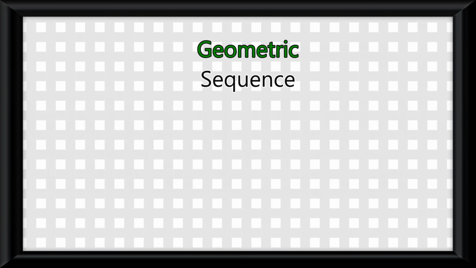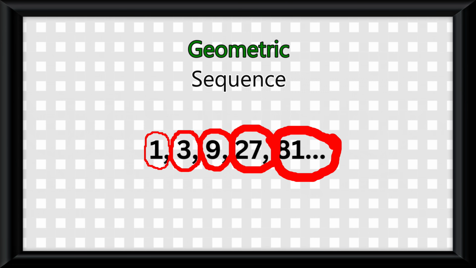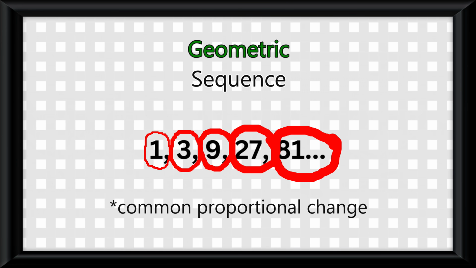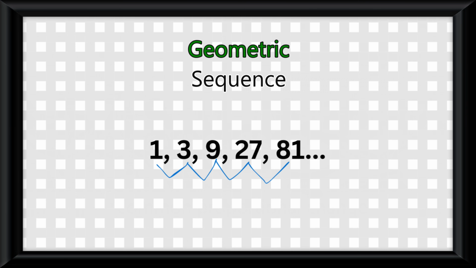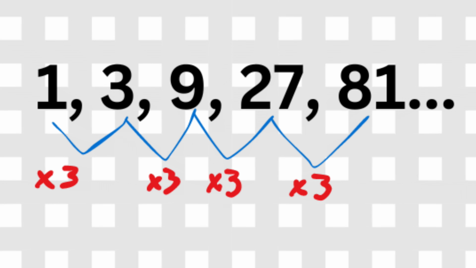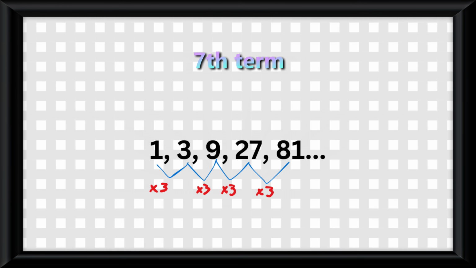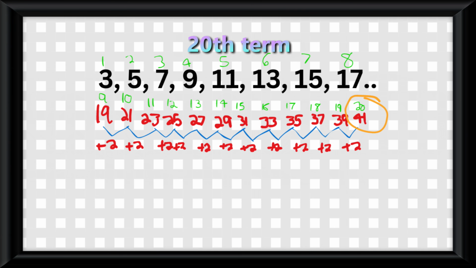A geometric sequence increases more and more as the sequence continues because of a common proportional change, and therefore there is one number multiplying by each number, which in this case is 3. So if you wanted to find the 7th number in the sequence, you can just multiply times 3 and then times 3, and it's pretty easy. And in the arithmetic sequence, if you wanted to find the 20th term, you just keep adding 2 until you get the 20th term. Pretty easy, right?